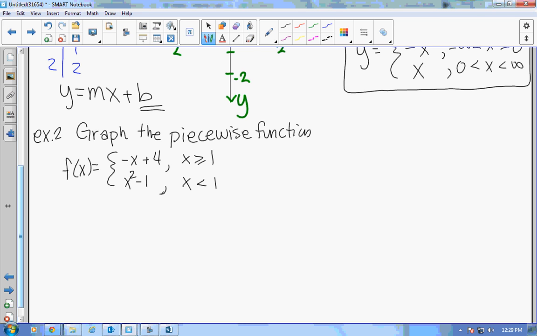Okay, on your homework tonight, I've given you a bunch of graphs, and I've given you a bunch of piecewise functions already written out. You just have to cut them out and glue them and stick them on the graph that matches. Okay?